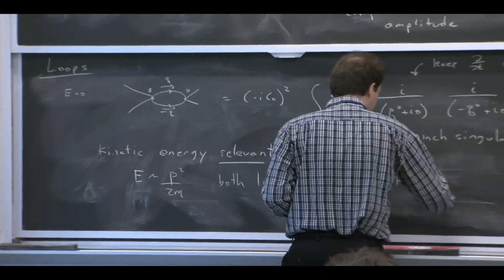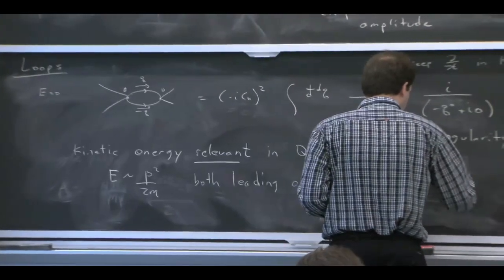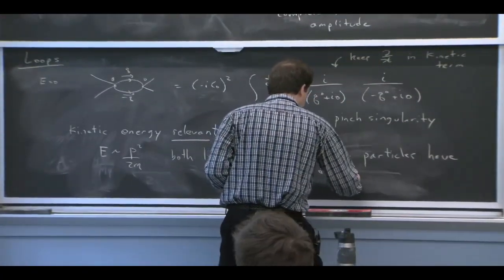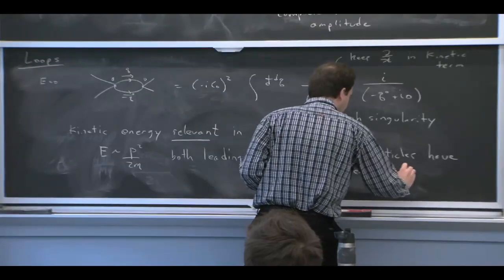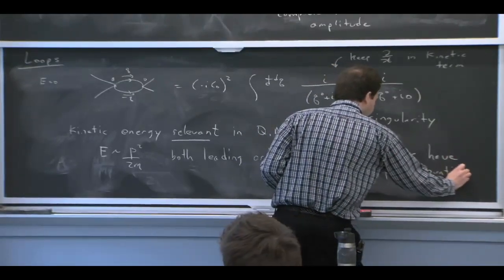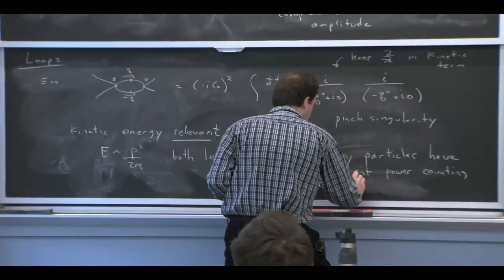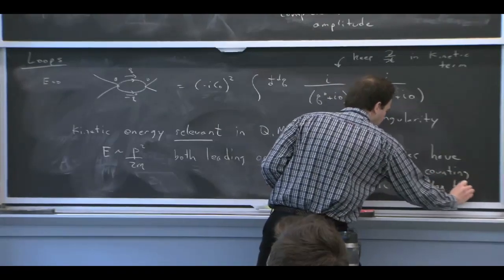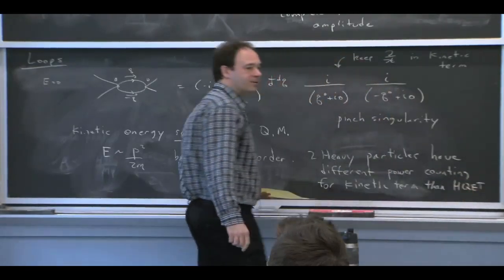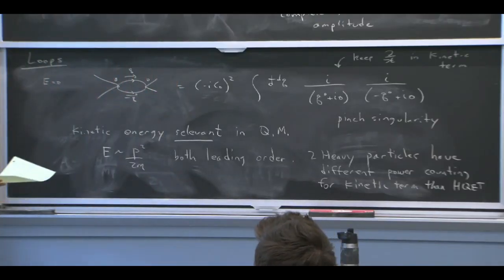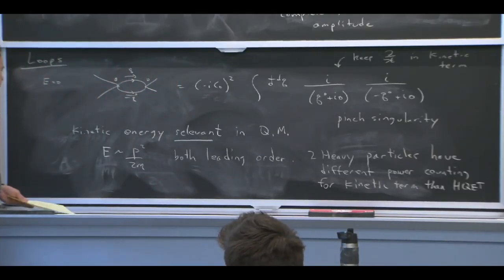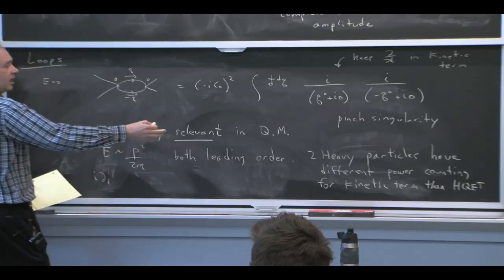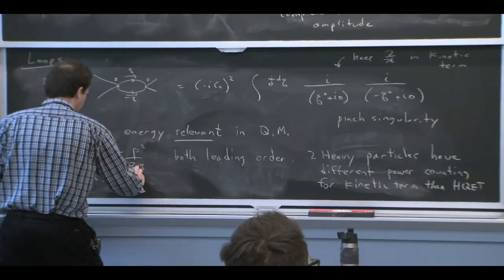So this is generically true of two heavy particles. They have a different power counting for the kinetic term than HQET. Any two heavy particles, whether it's two heavy quarks, two heavy nucleons, two heavy anything. All right, E should be of order p squared over 2m. E being the kinetic energy? E being the, so really what I mean here is just the partial t term in the action over there should be the same size as the grad squared over 2m term.